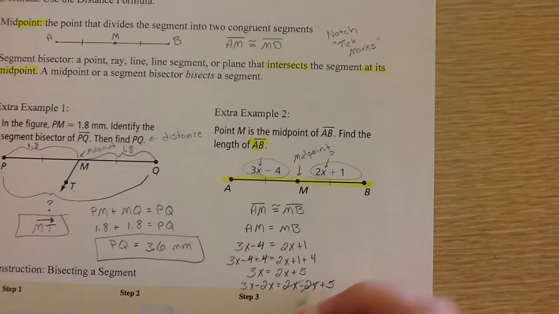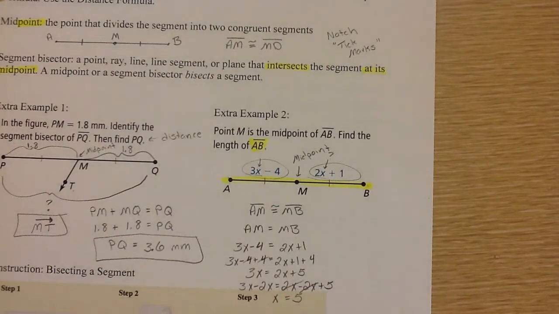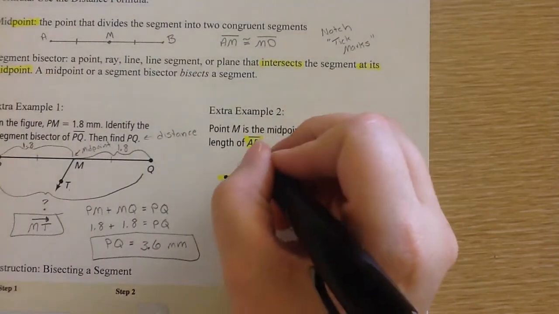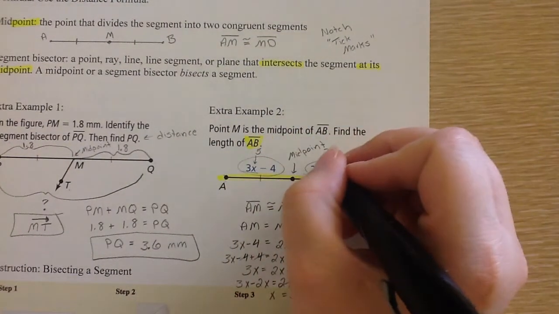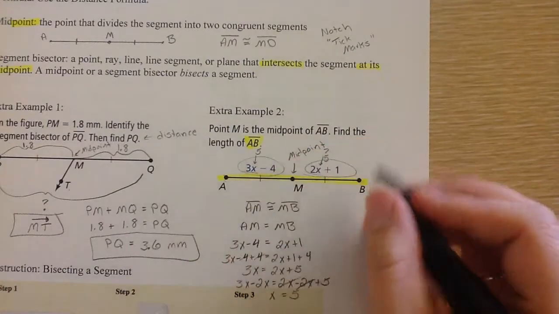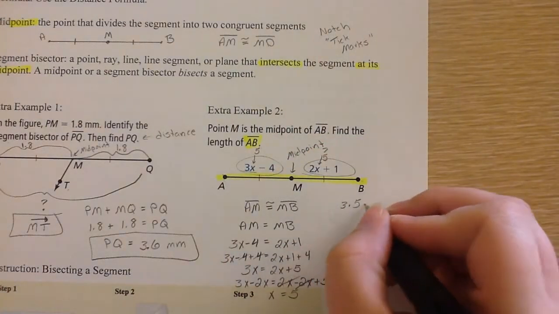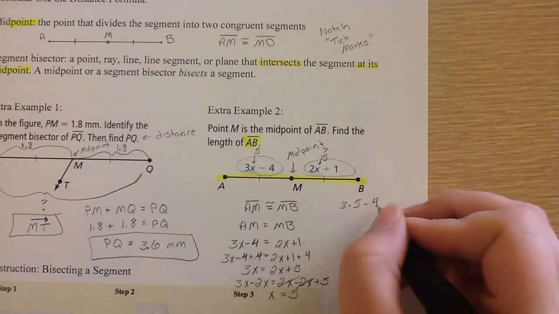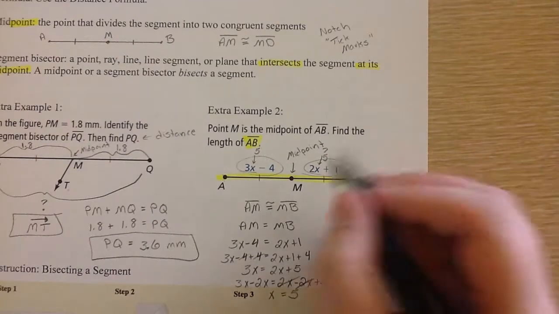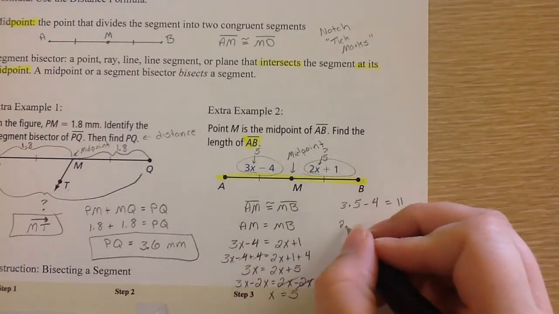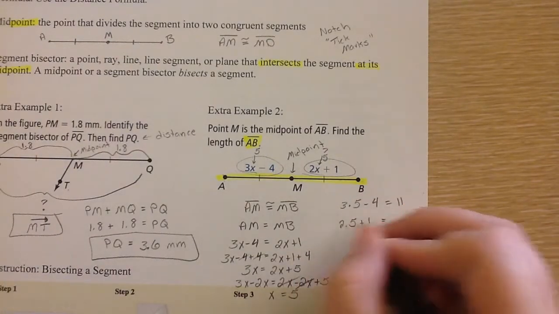Okay, 3x minus 2x is x, so I know x equals 5. So now I can plug that in for this x and for that x. If x is 5, that'd be 3 times 5 minus 4, 15 minus 4, that gives me 11. In the other expression, that would give me 2 times 5 plus 1, 10 plus 1 is 11.